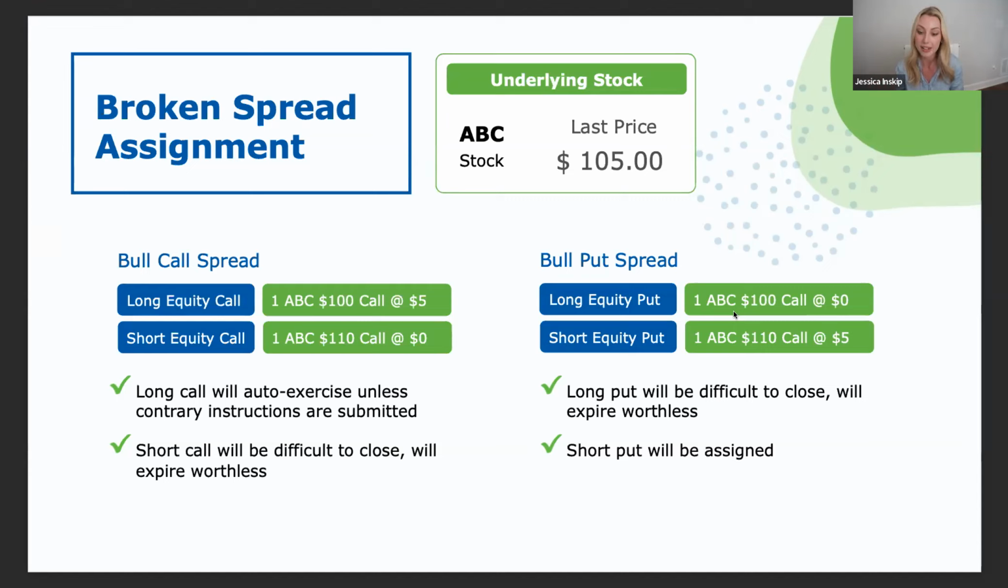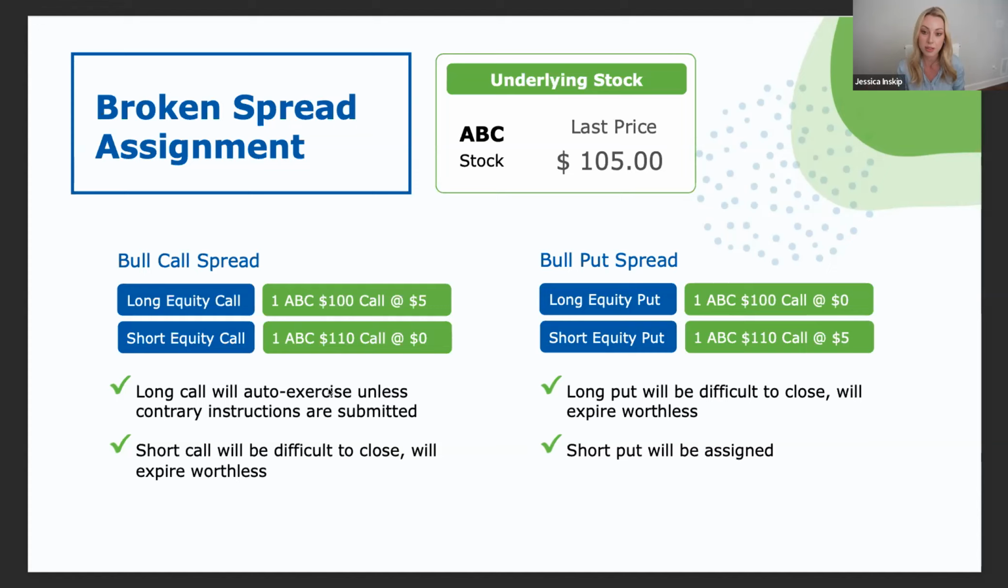Your short equity put is going to be assigned. So you probably have about $10 or $1,000 set aside as your margin requirement for this trade. It's going to cost a lot more than that for you to actually buy the shares. So this is where the short put will be assigned in this scenario. And it's very possible that your broker is going to try to buy to close that short option in this scenario. So you just have to pay attention to what is happening here.